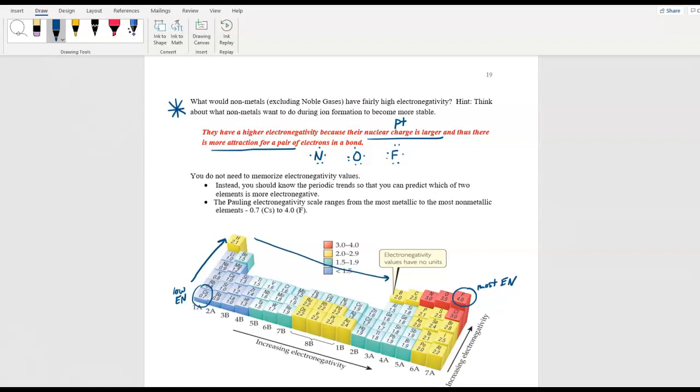Now remember, Pauling devised it as an ability system. It's the atom's ability to attract electrons. Obviously there were some calculations that went with it, but we're not interested in the calculations, just why they are attracted. Also, electronegativity values don't have units because it's not energy. So it's not joules or kilojoules, and we don't need to worry about units. So 0.7 all the way to 4.0. Nonmetals have the highest, metals have the lowest.